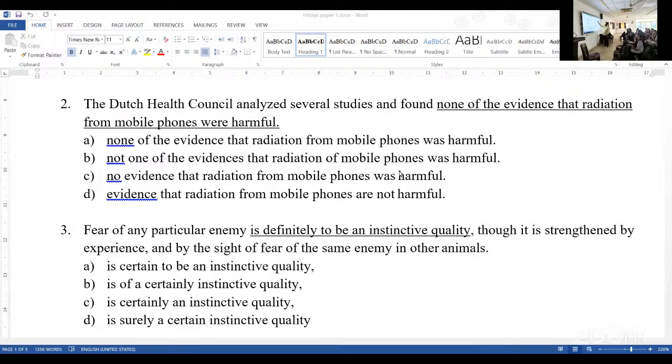So what do you have to change in this phrase? No evidence. Why shouldn't we go for any other option other than C? We don't usually say none of the evidence. Not one evidence also we don't say. That is the reason we are choosing option C. Next one.